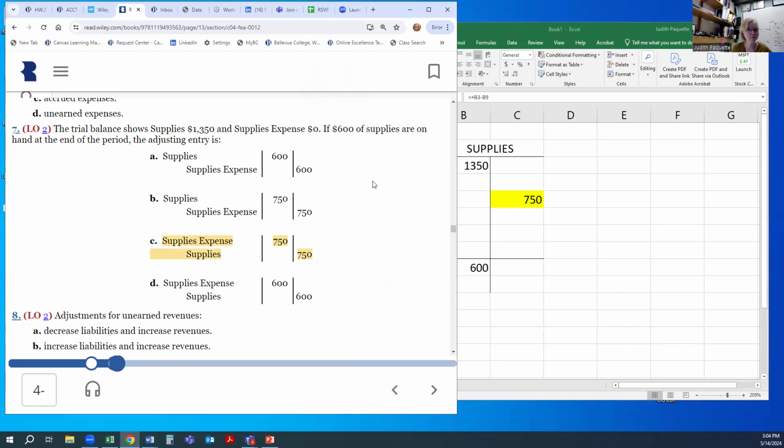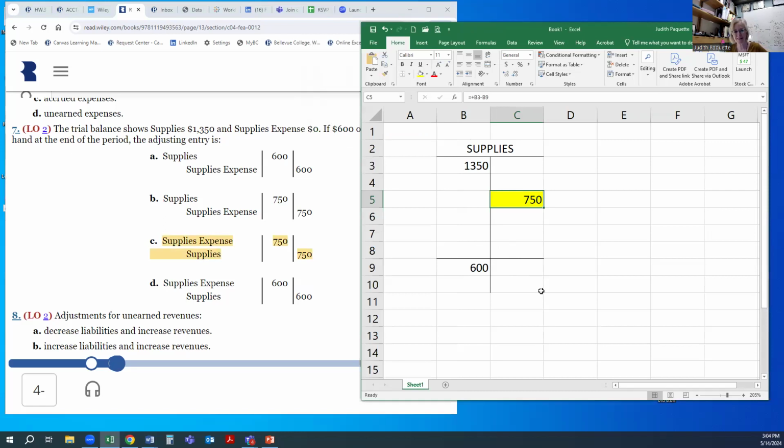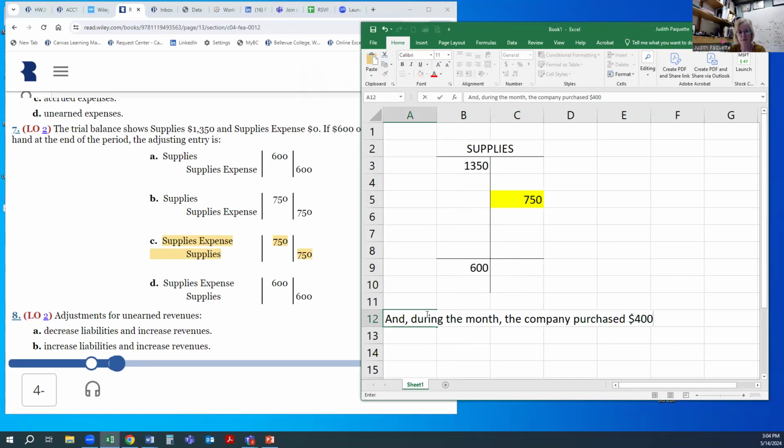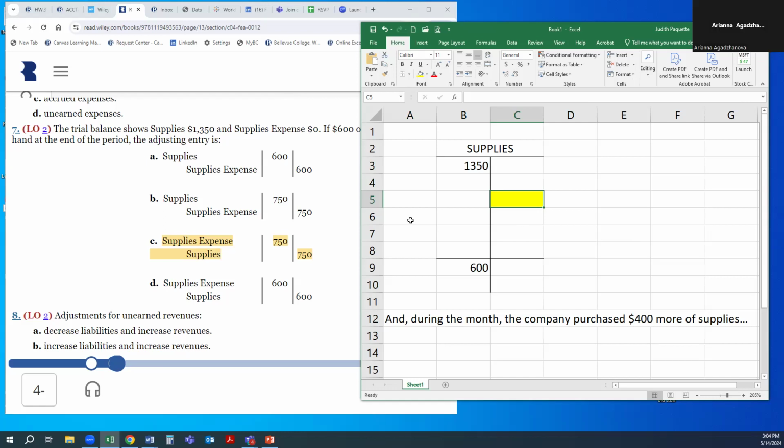So that would be a different problem. So let's write a different problem. The trial balance shows 1350 if 600 supplies are on hand at the end of the period. And I'm going to add an and here. And during the month, the company purchased $400 more of supplies. What is your adjusting entry then? So what would you do then? Oh, sorry. No. Let's rewrite the whole problem.